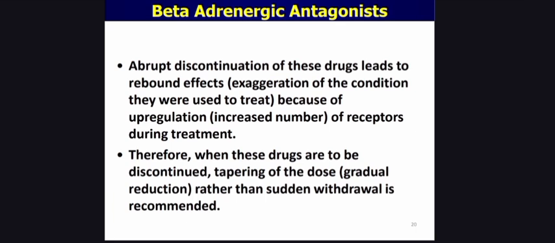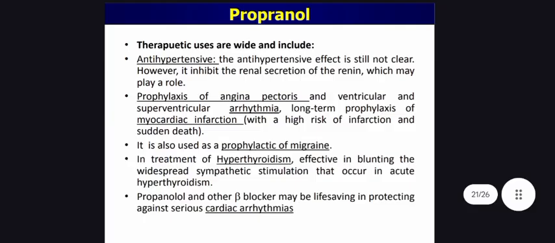What happens to the body? Now we have a higher number of receptors or more sensitivity of these receptors. And we have a lot of catecholamines going on in my body. So these catecholamines are going to be able to bind to this higher number or more sensitive receptors and they're going to activate them more. This puts the risk on the heart of the patient. So when these drugs are to be discontinued, we should taper down the dose, gradually reduce the dose rather than suddenly withdrawing it, to allow this number of receptors to go back to normal.